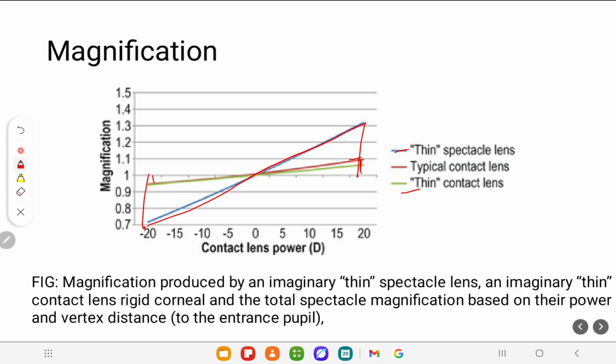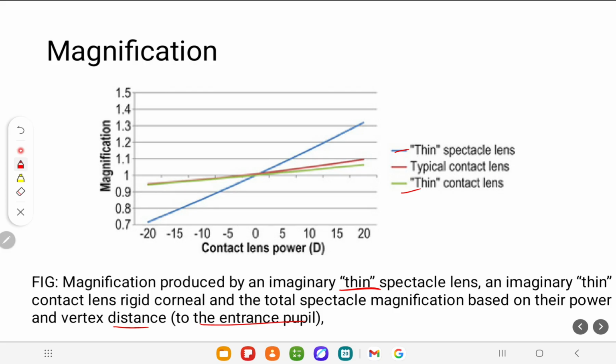So that's why magnification is produced by an imaginary thin spectacle lens and an imaginary thin contact lens, rigid corneal, and the total spectacle magnification is based on their power and vertex distance. So we have to understand, no matter what, whenever we compare spectacle to contact lens, if it is plus or minus power, I don't care.